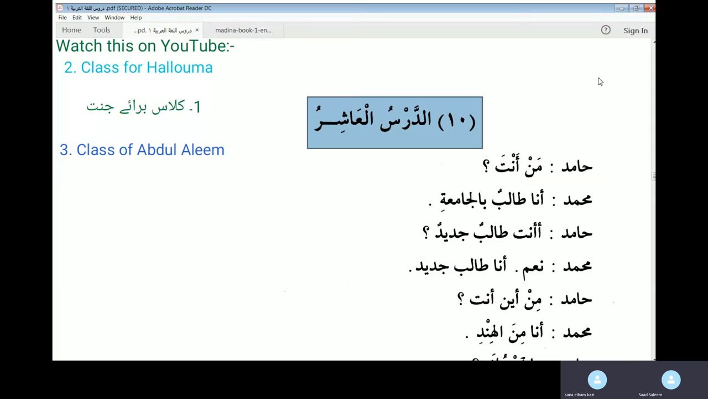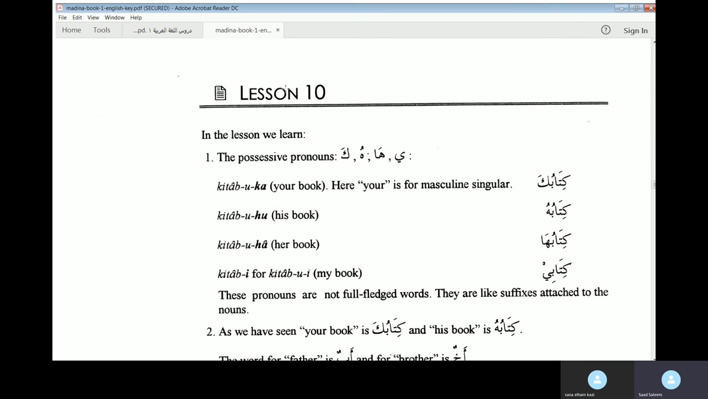We'll start from here, page number 51 on the PDF, Darsul Ashir, the 10th lesson. So, here is the grammar. Read the first part.